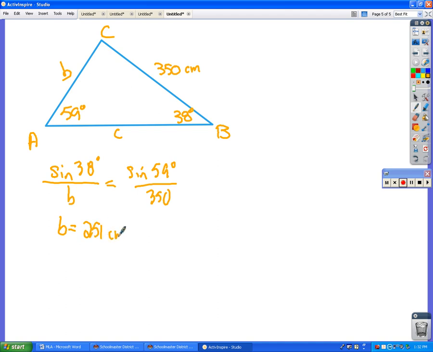251 centimeters. So like I said, it would be a good idea for you to try that right now on your calculator. Make sure you know how to get that answer out of the proportion that we wrote. So go sine of 38 times 350 divided by sine of 59 degrees, and make sure you get the right thing. Take a minute to make sure that that's actually what you get when you do it.